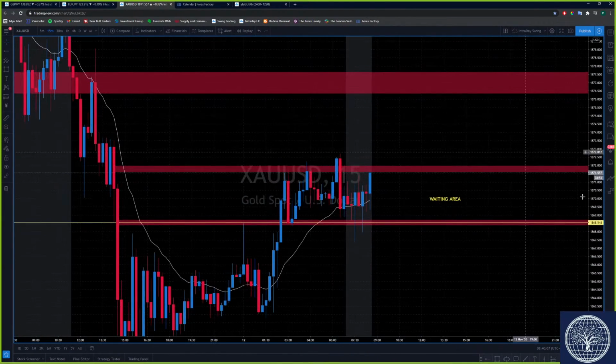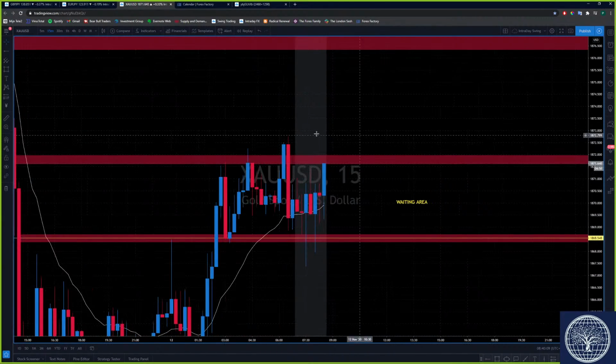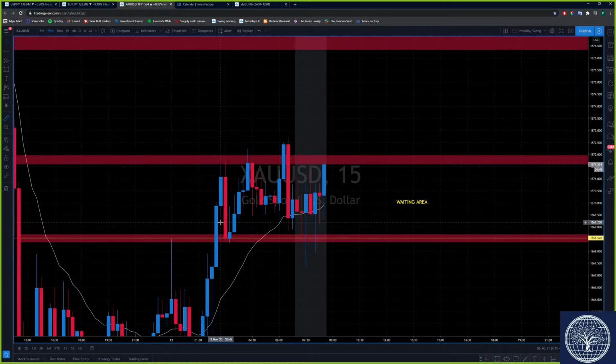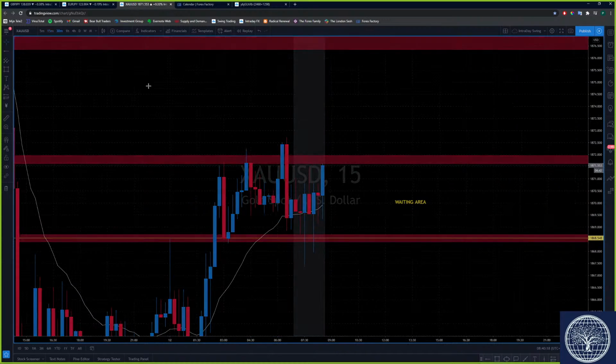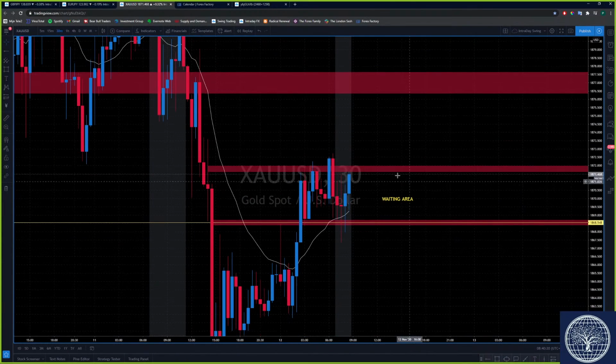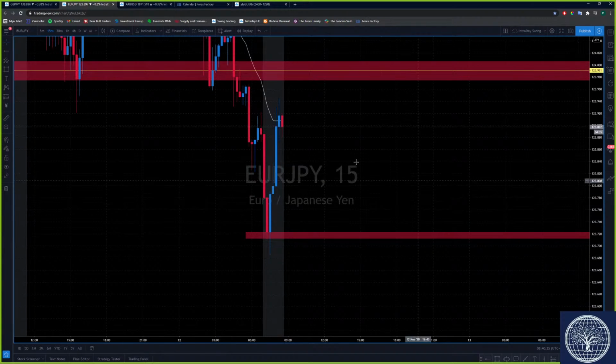Will this be it on gold? Will it break out? How long has it been ranging? Almost 6 hours. So I think when it breaks, it's gonna have a pretty big break if it ranged for 6 hours.